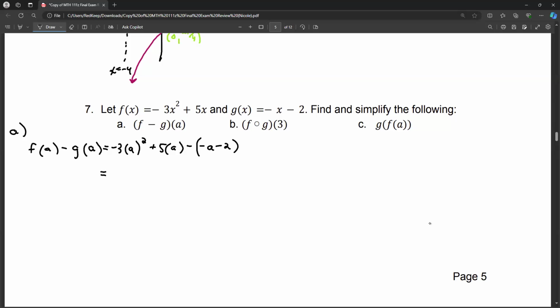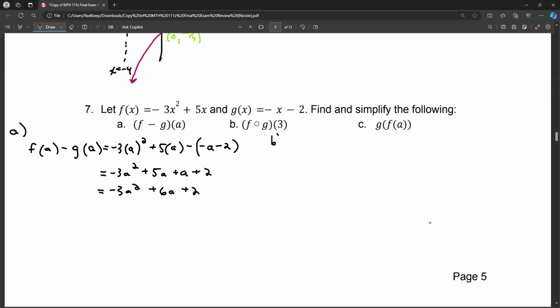And in this next step, I can go ahead and break down the parentheses. So we would have, of course, just negative 3a squared plus 5a. And then here, if I distribute the negative inside the parentheses, we would get plus a plus 2. Combining like terms, I get negative 3a squared plus 6a plus 2. And that would be, I think, as simplified as it can be. Let's go ahead and move on to B.